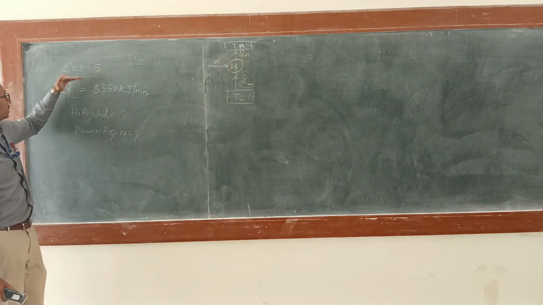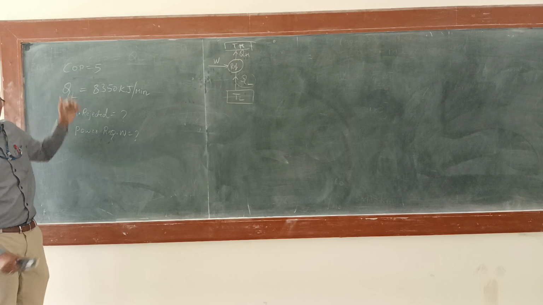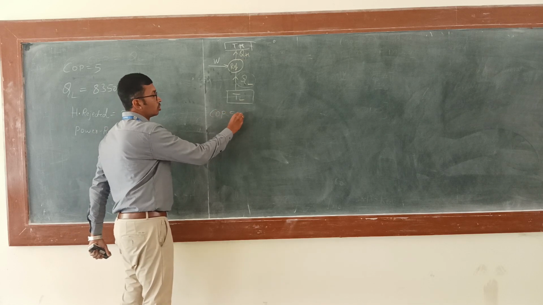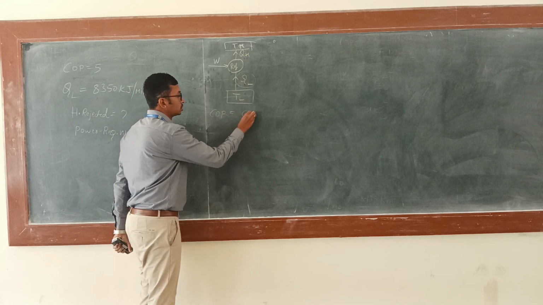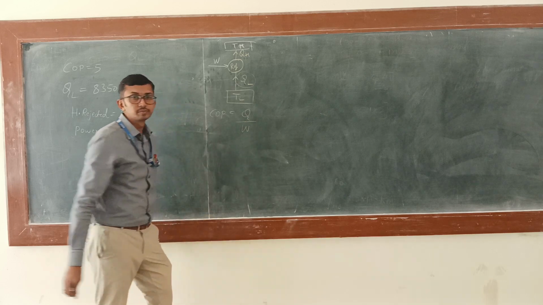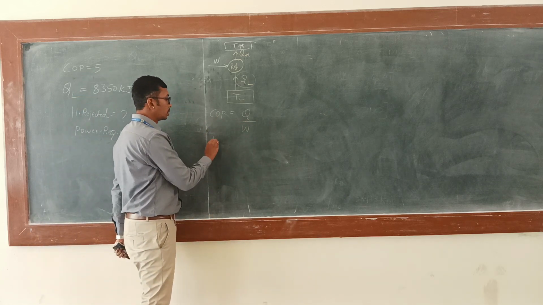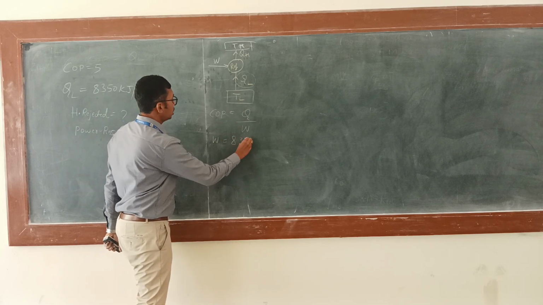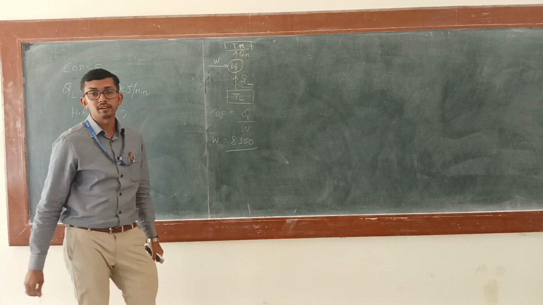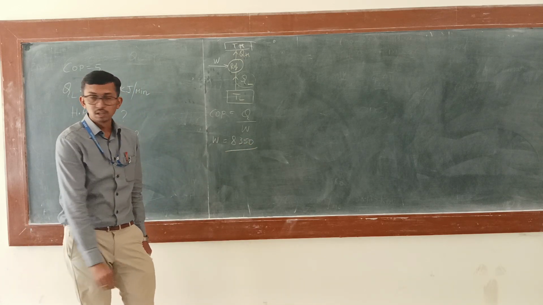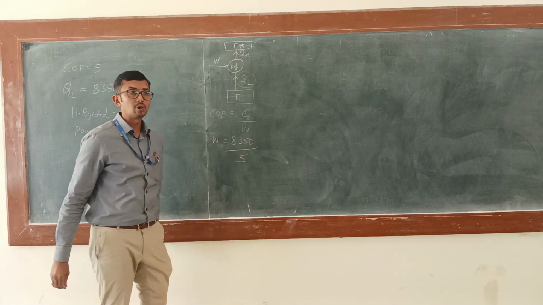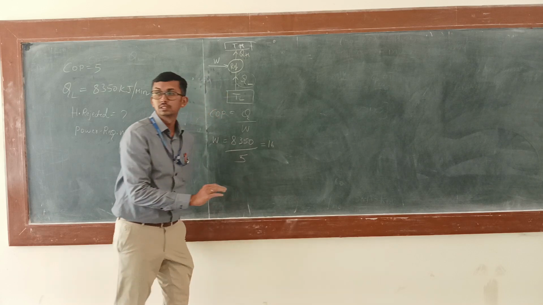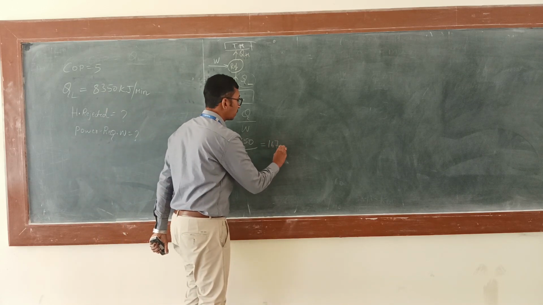To find out the heat, what we need is COP. So COP is being given. What is the COP formula? COP is equal to refrigerating effect, that is QL, divided by W. Okay? So W is equal to what? What is the value of QL? 8350 divided by the coefficient of performance, 5. How much is this? 1670. Put that.